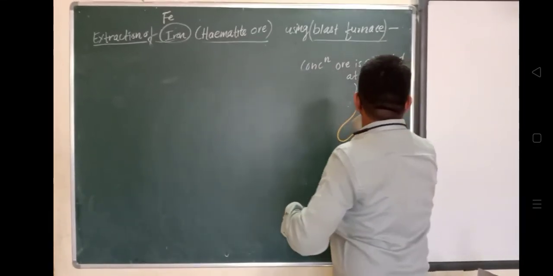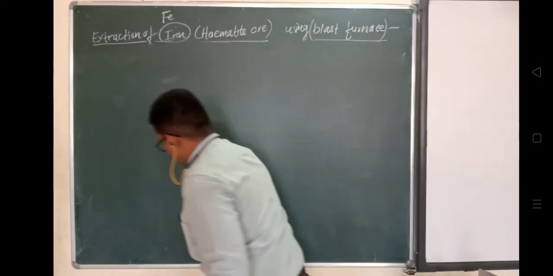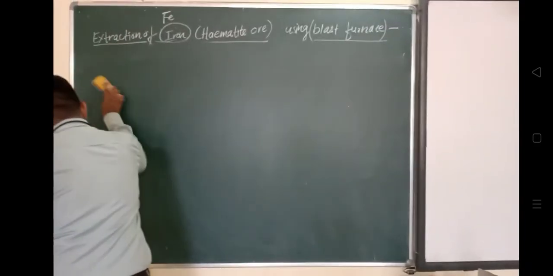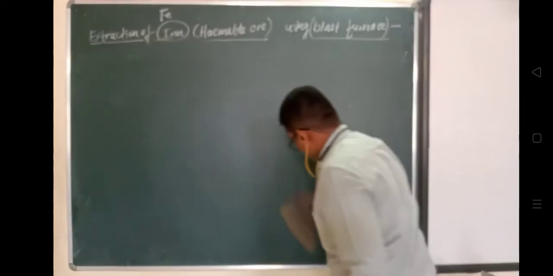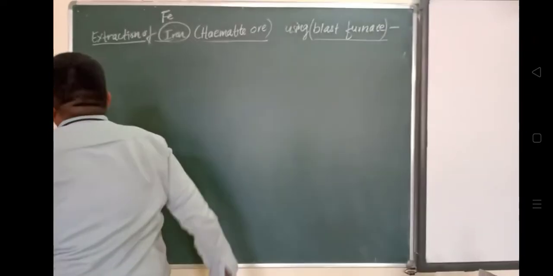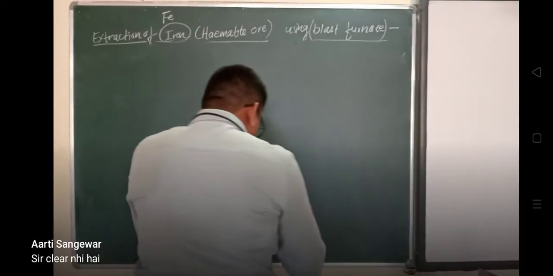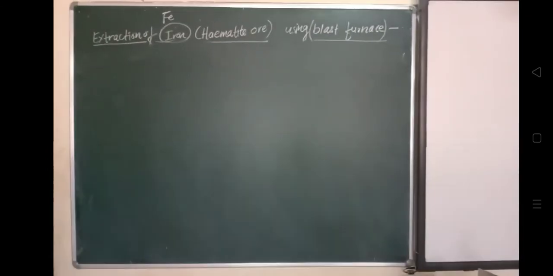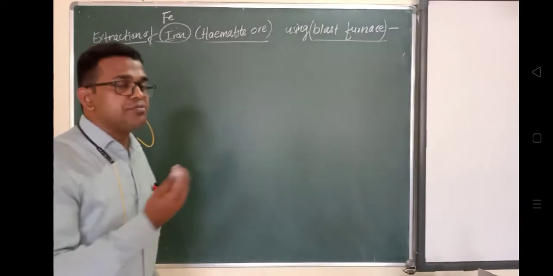So the charge, we were talking about the charge. It consists of the roasted ore and limestone. Limestone is also present in it, because we want to reduce this ore and separate out the iron. Fe, we want to separate out.